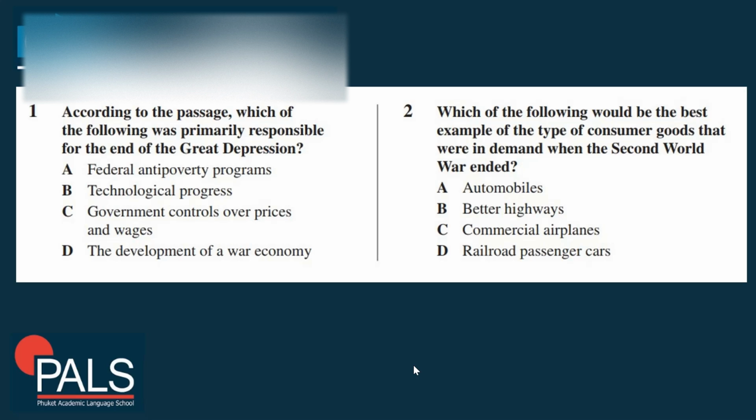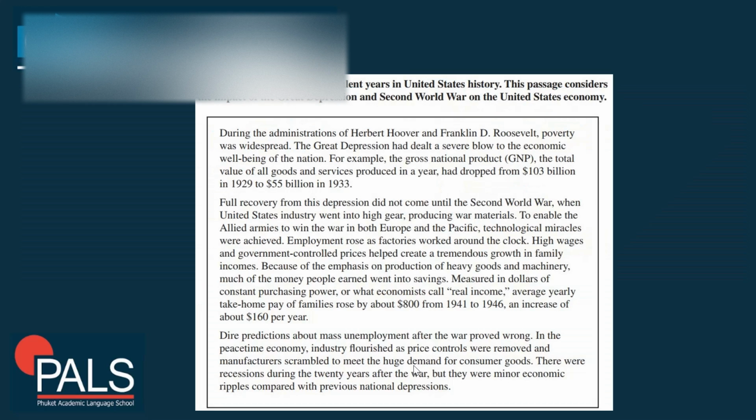According to the passage, which of the following was primarily responsible for the end of the Great Depression? A. Federal anti-poverty programs. B. Technological progress. C. Government controls over prices and wages. Or D. The development of a war economy. Have a look there and see if you can find out which is the correct answer.